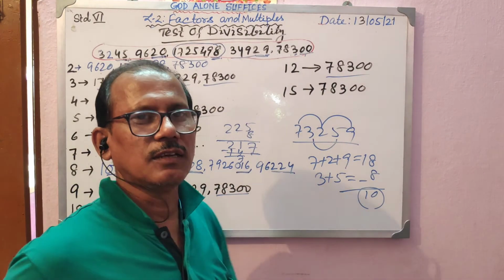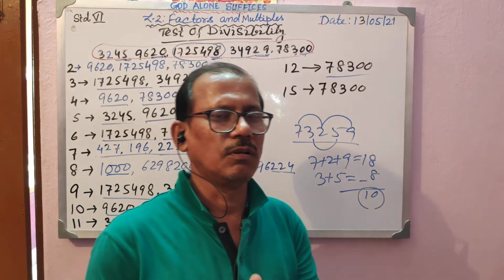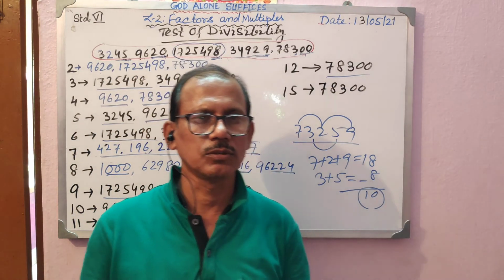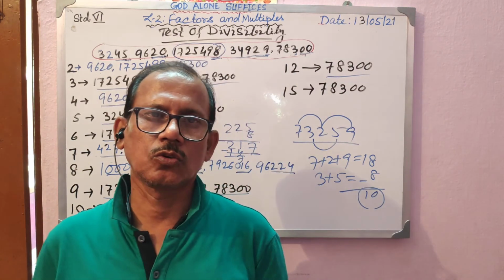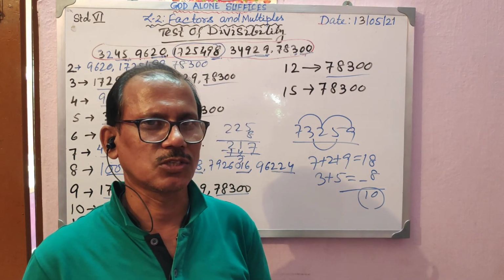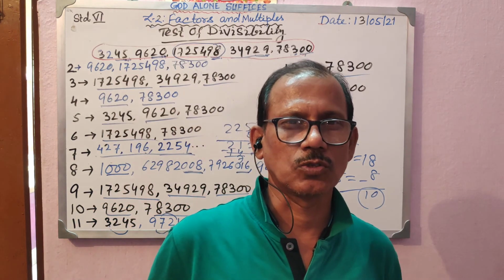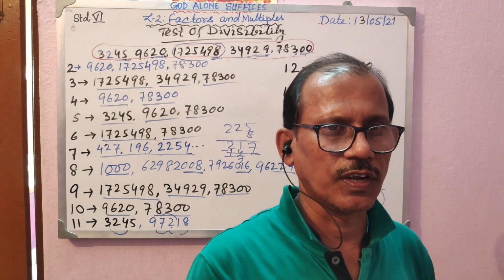Now 15 is the product of 3 and 5, so all the numbers divisible by both 3 and 5 will be divisible by 15. This is all about the test of divisibility. You can go through this video once or twice. I am sure you will understand the test of divisibility, which is very important to solve factors and multiples especially, and other aspects of maths. Doubt if any, you are always welcome.